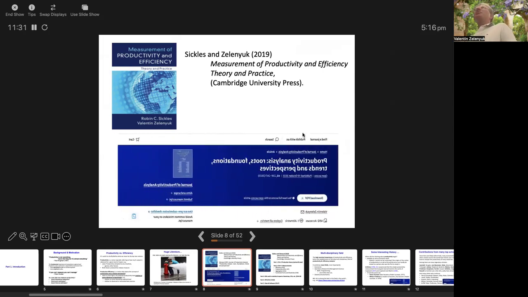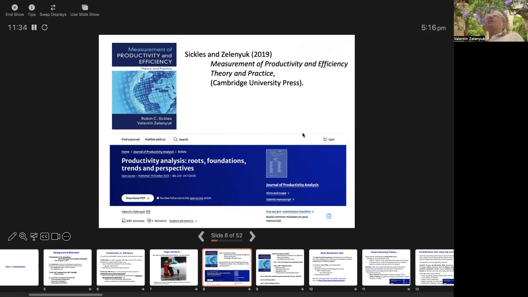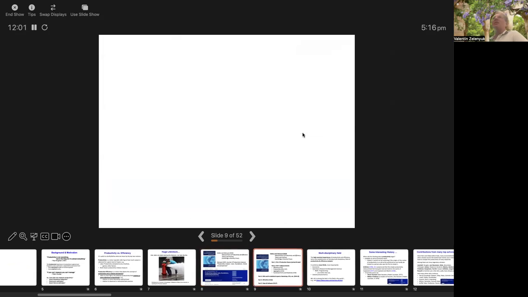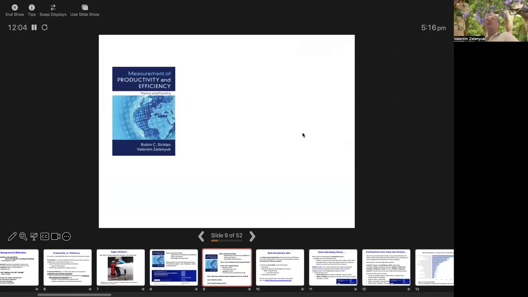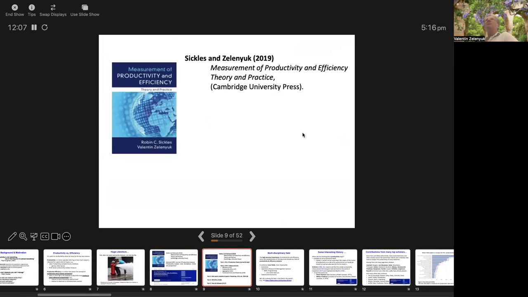And before that, if you want an easier reading, kind of light reading, I would recommend this article that I wrote more recently than the book. It was written in 2022 but came out in 2023, still quite fresh, where you can see the historical roots, the foundations, and trends and perspectives about productivity and efficiency analysis. Okay? In the next few minutes of the lecture, I will refer to this in a bit more detail and use some information. So let me first guide you through this book if you want to read it in more detail.